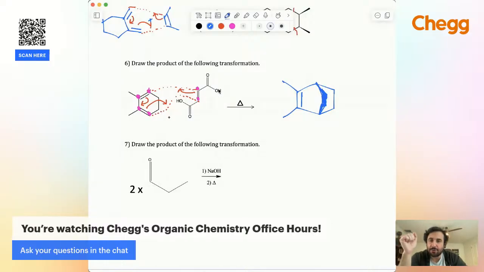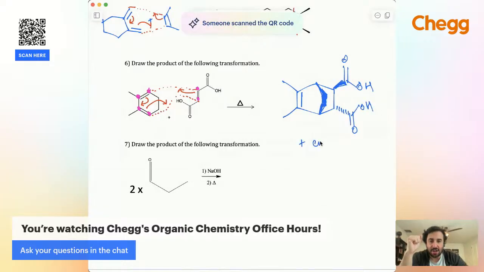Now over here, we have two carboxyl groups. And because the carboxyl groups are trans to one another on the dienophile, they're going to be trans to one another on the product. So we're going to put a wedge bond here, and there's a carboxyl group. And then we're going to put a dash bond there, and there's another carboxyl group.